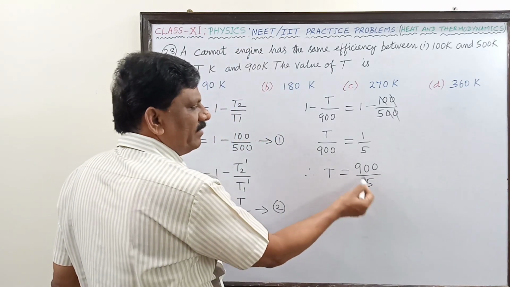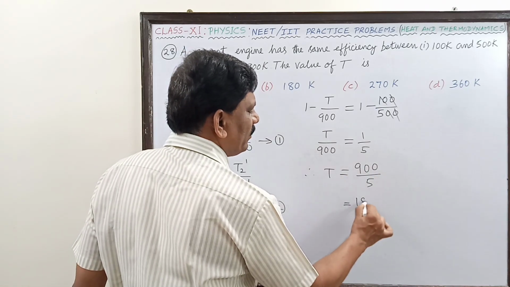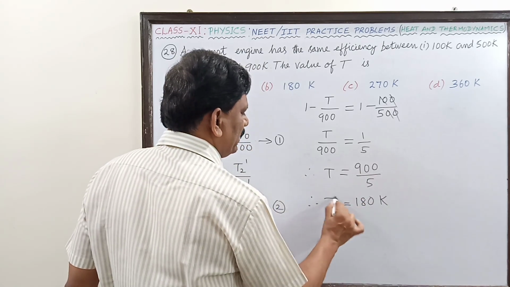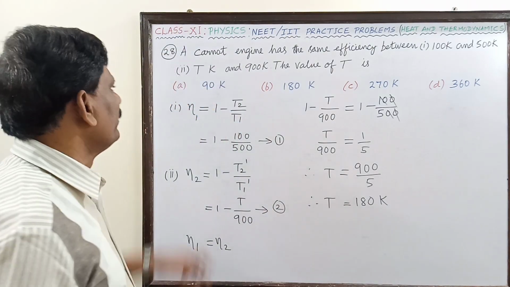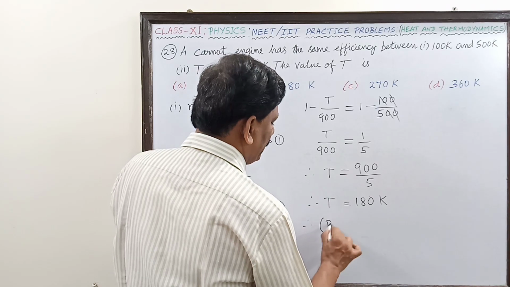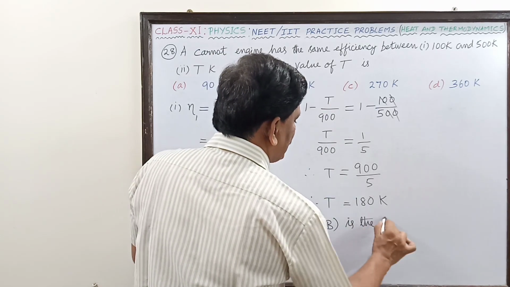So we will divide: 9 by 5, 5 ones are 5. Remaining 40 will make it as what? 8 5s are 40. Therefore, T must be equal to 180 Kelvin. So option B, 180 Kelvin, is the correct answer.